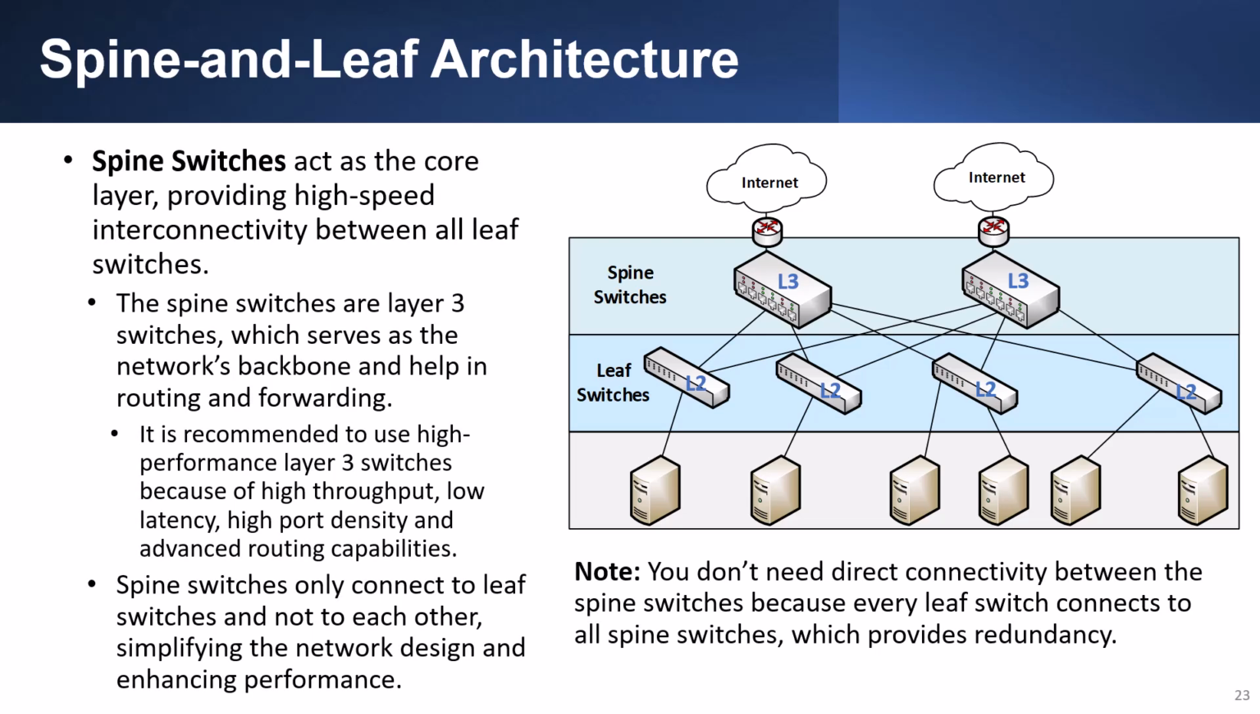Spine switches act as the core layer, providing high-speed interconnectivity between all leaf switches. The spine switches are layer 3 switches, which serve as the network's backbone and help in routing and forwarding. It's recommended to use high-performance layer 3 switches because of high throughput, low latency, high port density, and advanced routing capabilities. Spine switches only connect to leaf switches and not to each other, simplifying the network design and enhancing performance. Note, you don't need direct connectivity between the spine switches because every leaf switch connects to all spine switches, which provides redundancy.